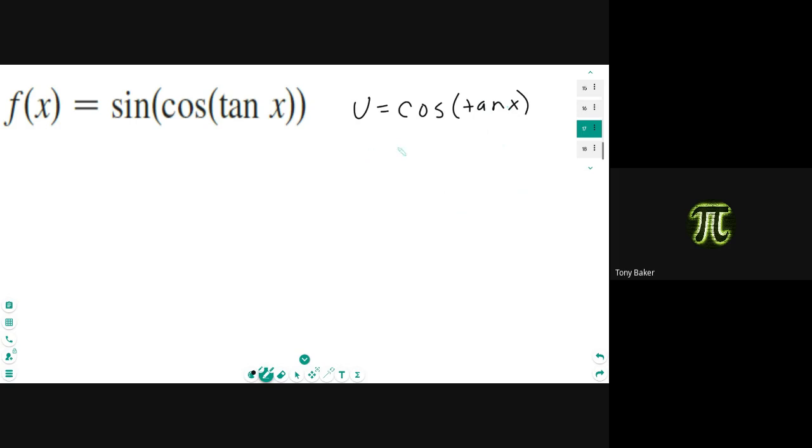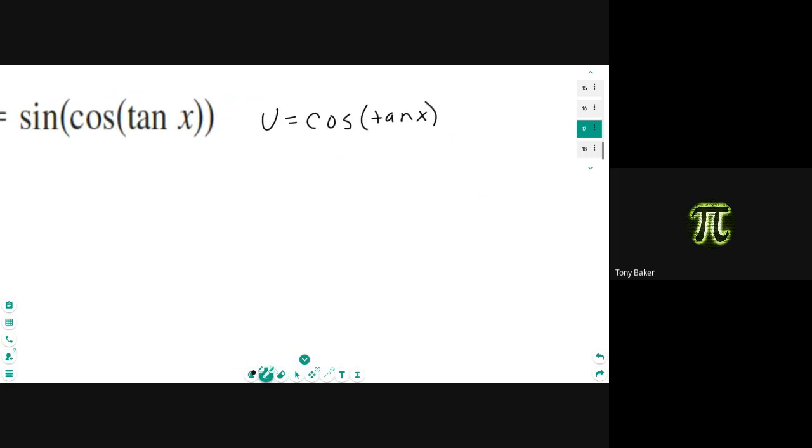So if I do, let's make it w. So w is tangent of x. So w prime is secant squared of x, right? And then u of w is cosine of w. So u prime of w is negative sine w, right?